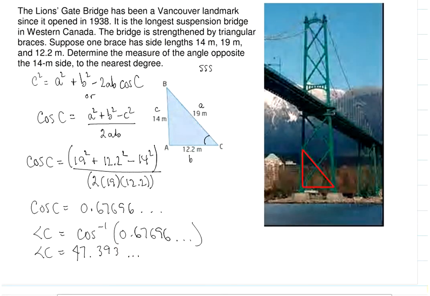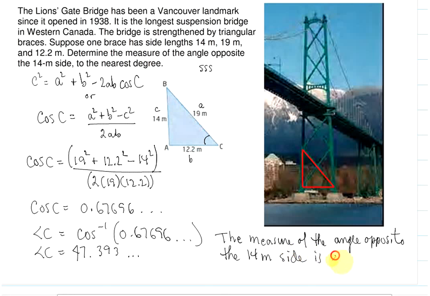Okay, and so the measure of the angle opposite the 14-meter side is 47 degrees to the nearest degree. Okay, and so that concludes examples 1 and 2.